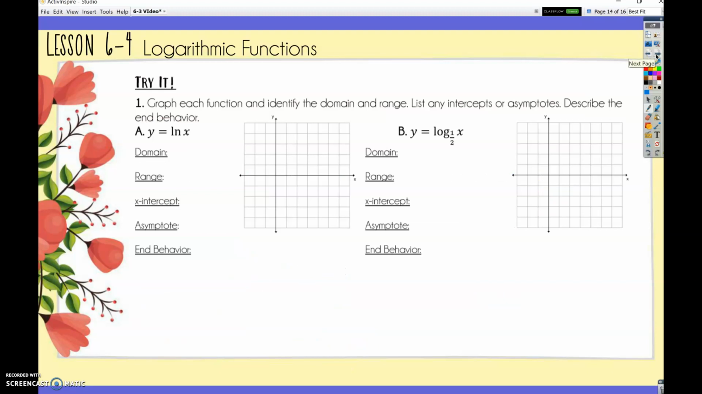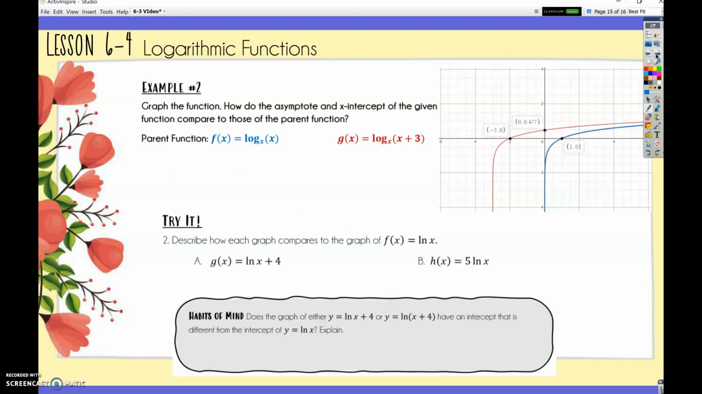On the try it, again, you can graph both of these. You could just use your Desmos and find the key features: your domain and range, your x-intercept, asymptotes, and end behaviors. You can compare them to what their inverses are. Think about what they might have come from if you could find their exponential or their logarithmic form.